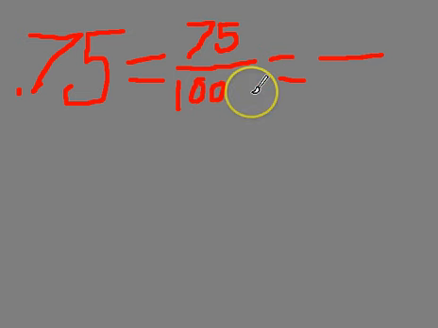Now, when you do decimals to fractions, you want to make sure that you simplify it. And when you simplify them, if you get a remainder or a decimal, it does not count. So 75 and 100 both share a number. That number would be 25. So 75 divided by 25 would be 3. And 100 divided by 25 would be 4.